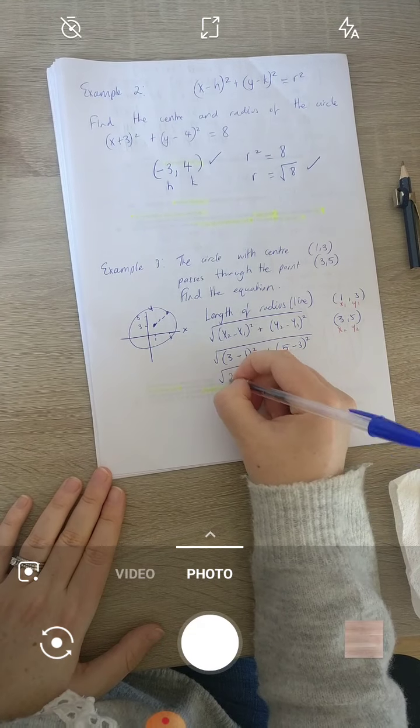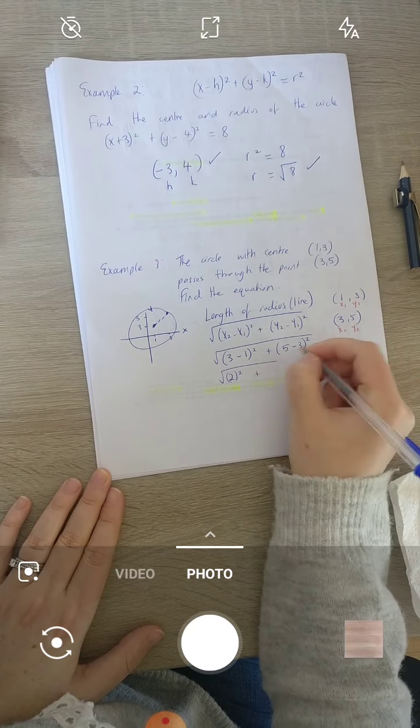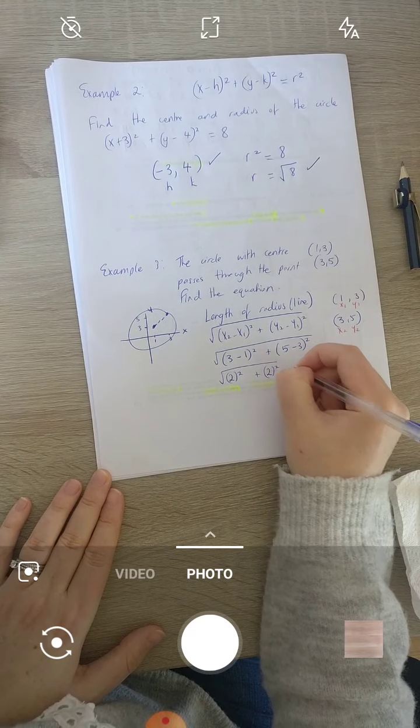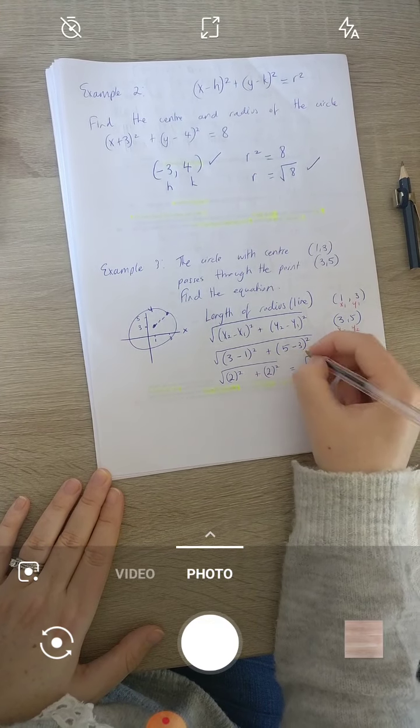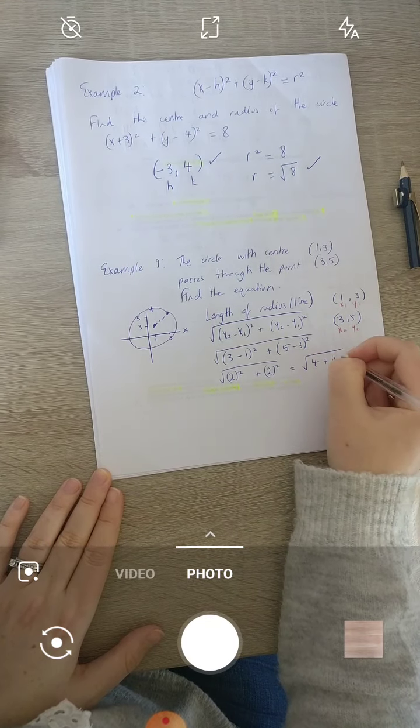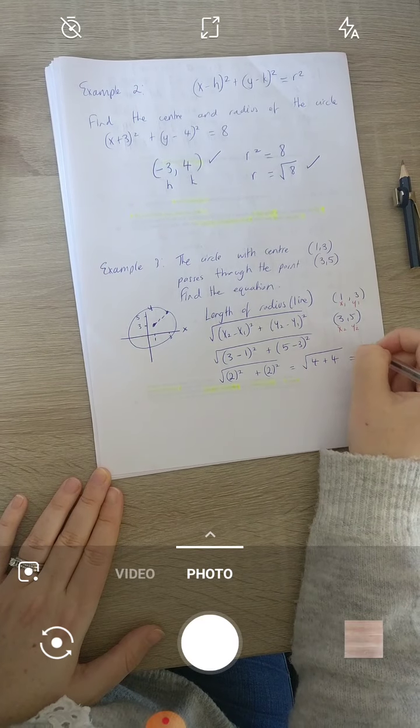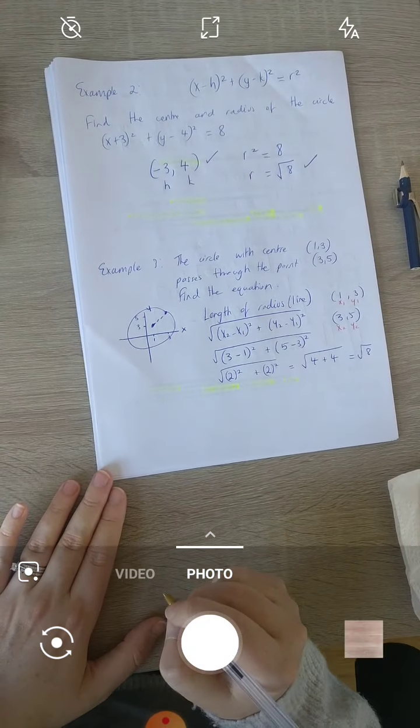3 minus 1 is 2 squared. 5 minus 3 is 2 squared. 2 squared is 4, and 2 squared is 4. So we've the square root of 8 as the radius.